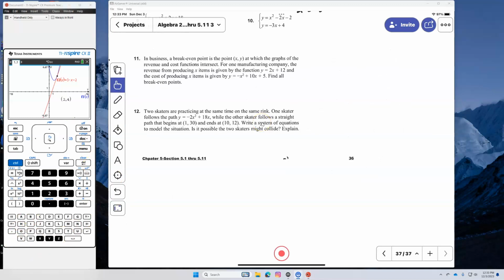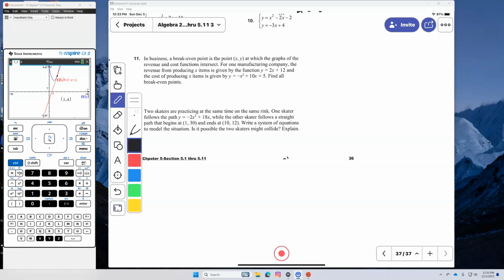In business, a break-even point is a point (x, y) at which the graphs of the revenue and cost function intersect. For one manufacturing company, the revenue for producing x items is given by the function, and the cost for producing x items is given by. Find all the break-even points.